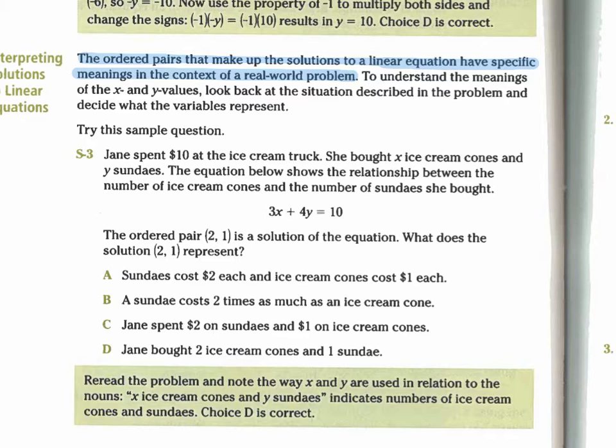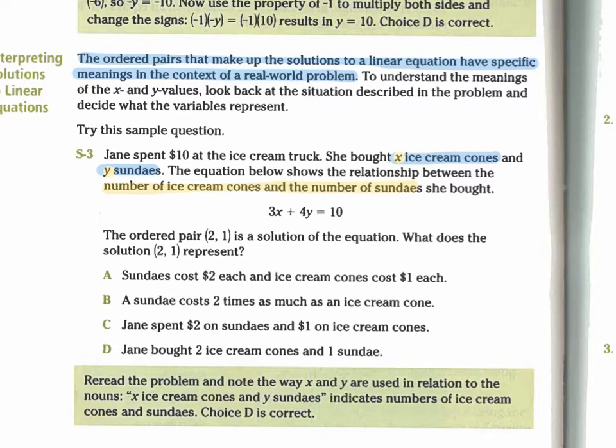truck. She bought x ice cream cones and y sundaes. The equation below shows the relationship between the number of ice cream cones and the number of sundaes she bought. 3x plus 4y is equal to 10. And right there in the middle of the paper it says the equation shows the relationship between the number of ice cream cones and the number of sundaes. They also told us that x was ice cream cones and y was sundaes.